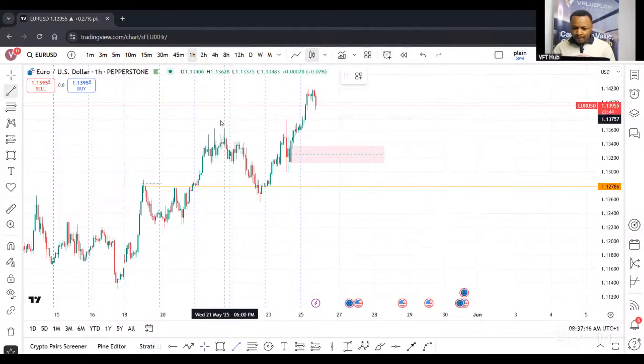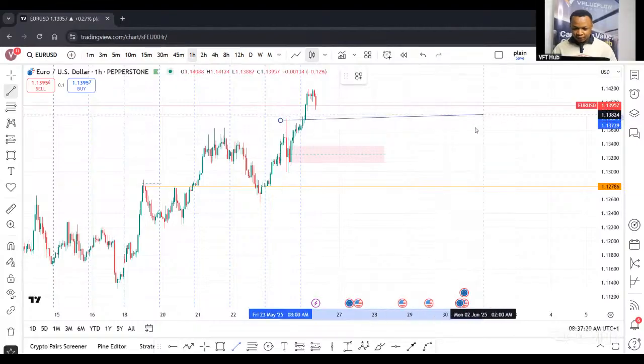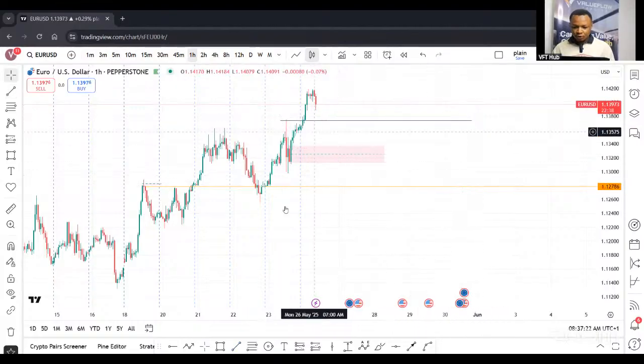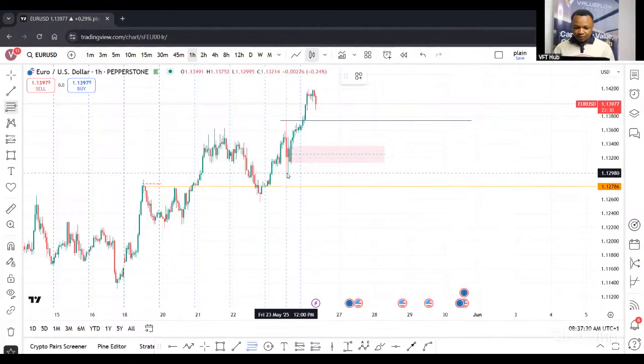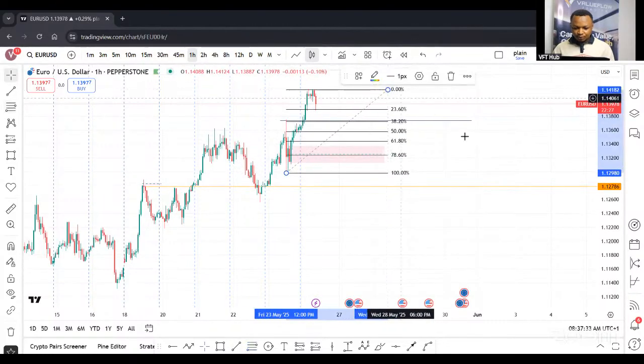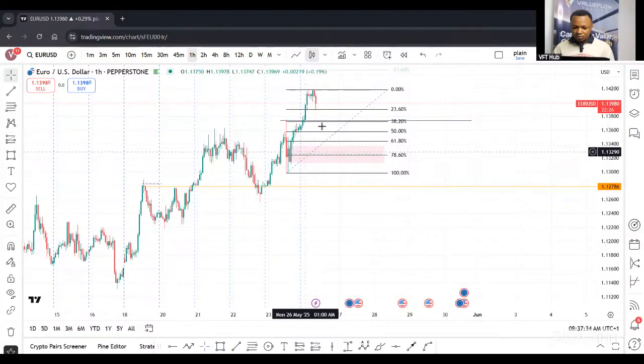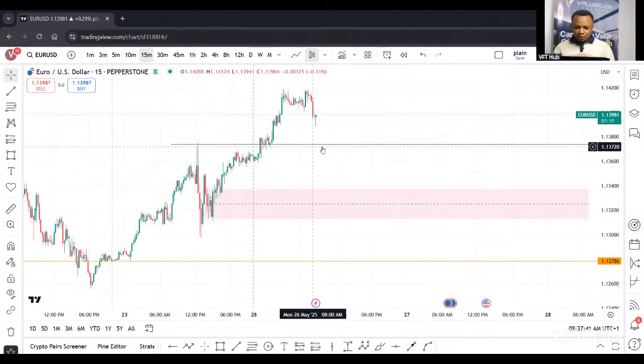Somewhere here, which is the high of Friday. Okay, so within these two regions are where I would want to see the Euro USD retracement into, and then I'll be buying back to the upside. So let's do this. You can see that this region is a little decent for where we're expecting price. So I want to see how Euro USD is going to play out when it gets into here.